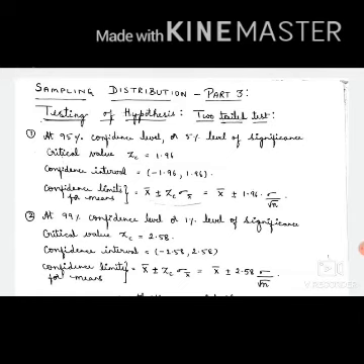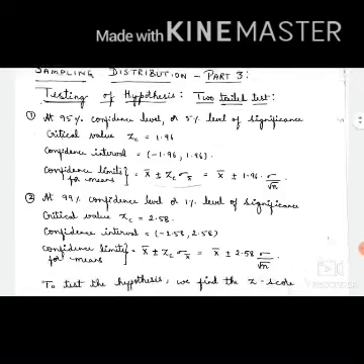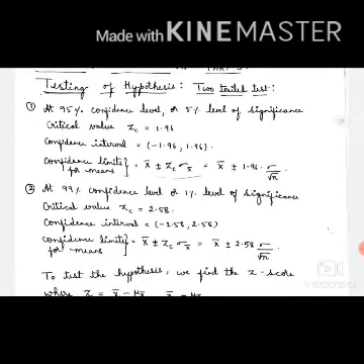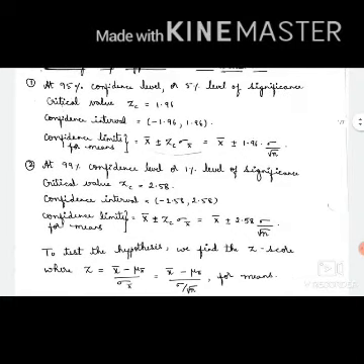At 95% confidence level or 5% level of significance, the critical value ZC is given by 1.96, and the confidence interval ranges from minus 1.96 to plus 1.96. The confidence limits for the means is given by x bar plus or minus 1.96 sigma by root n, where x bar is the sample mean, sigma is the population standard deviation, and n is the sample size.